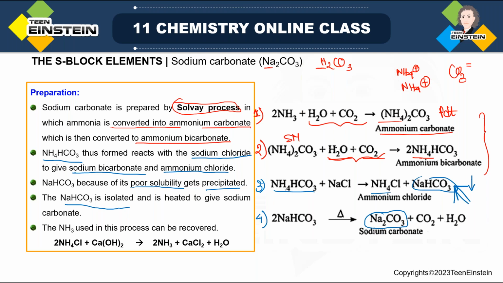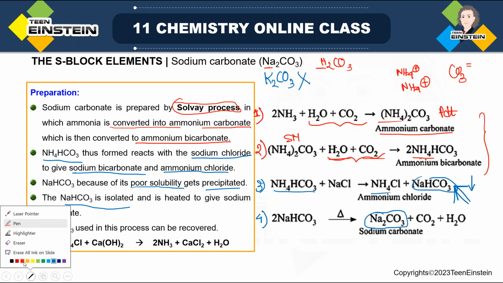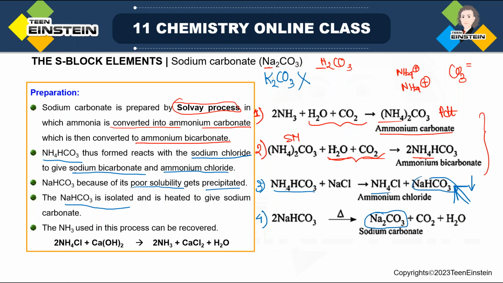Now one point, remember, if you are thinking that by the same process you can also make K2CO3, no, you can't. That is because of this third step. So you can get a question related to this. If you want to apply the same process for preparation of K2CO3, then it is not possible, because when you are making K2CO3, instead of getting NaHCO3, now you will get KHCO3.